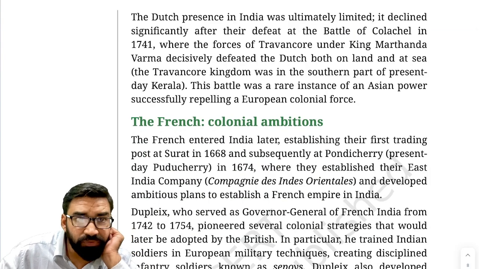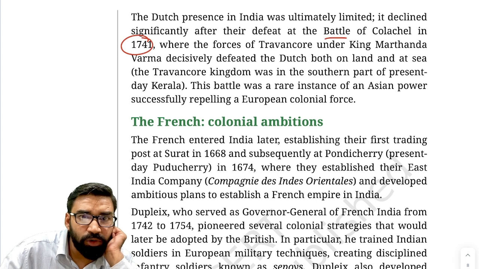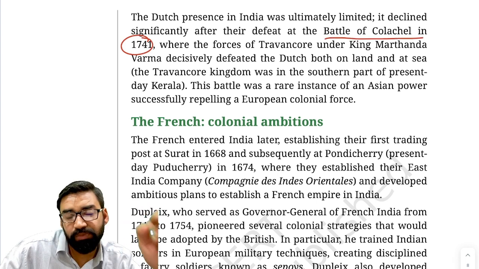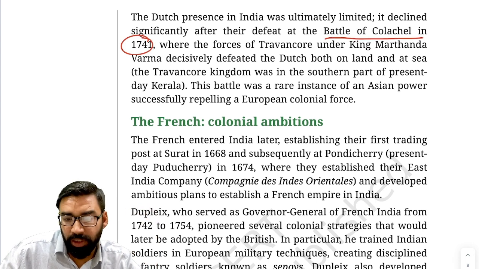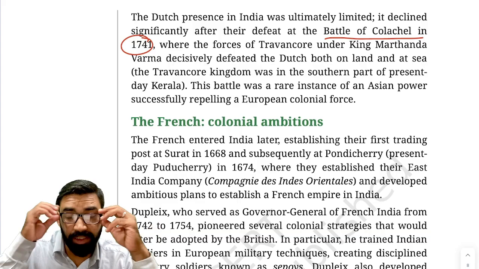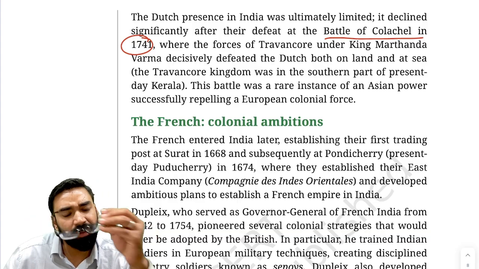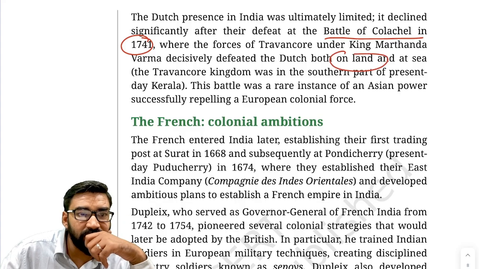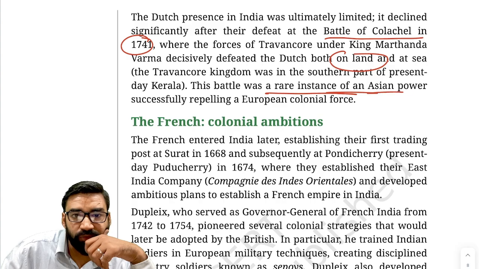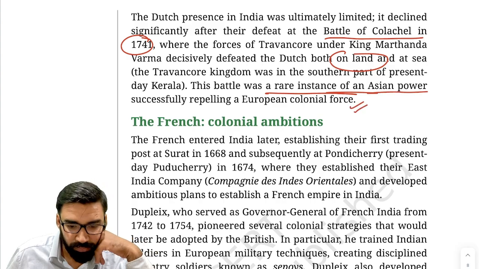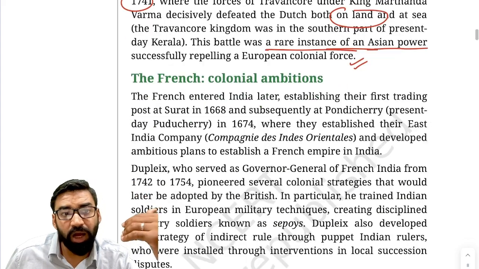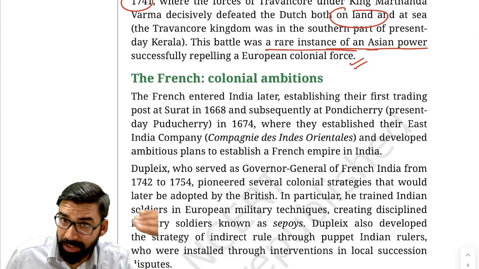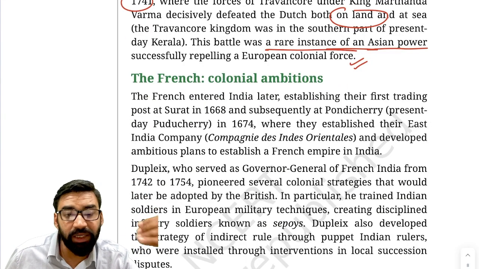So, 1741, the Battle of Colachel. In this battle, the Travancore ruler Marthanda Varma defeated the Dutch forces, both on land as well as sea. Clear? And this battle was a rare instance of an Asian power successfully defeating a European colonial force. Clear? Now, after this battle only, the presence of Dutch significantly started decreasing.